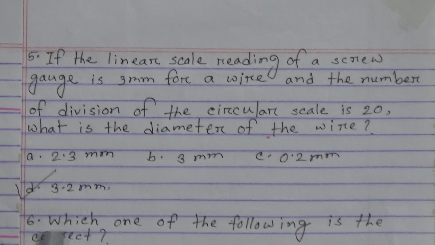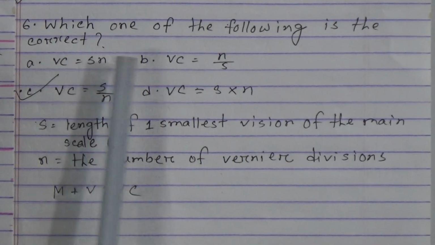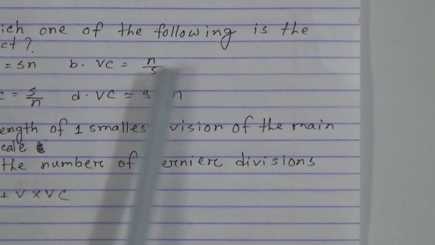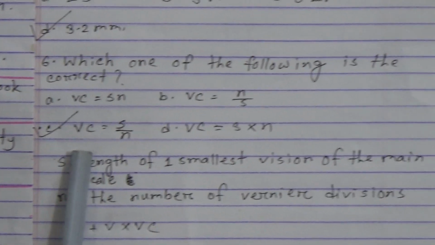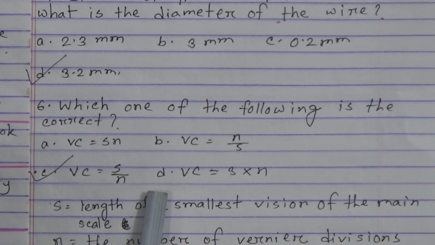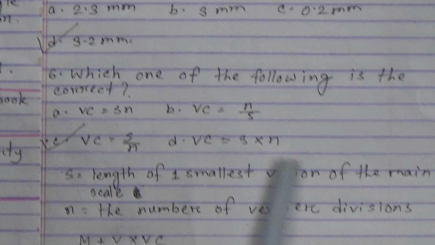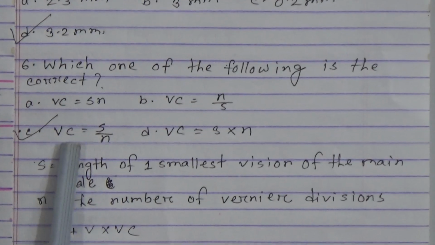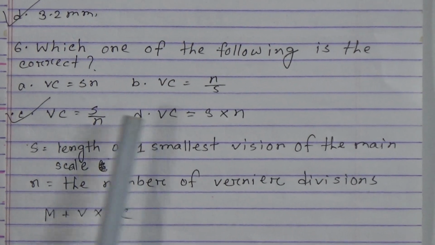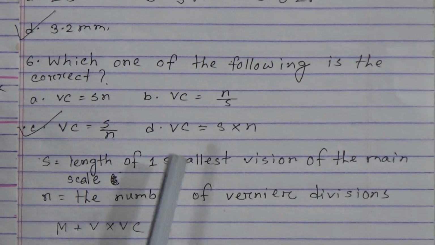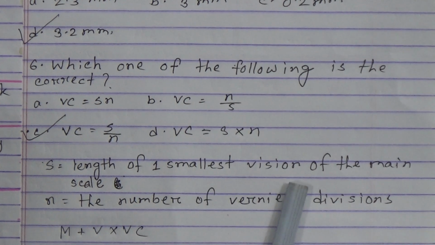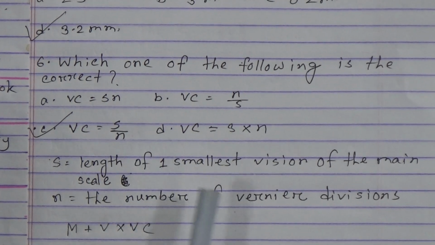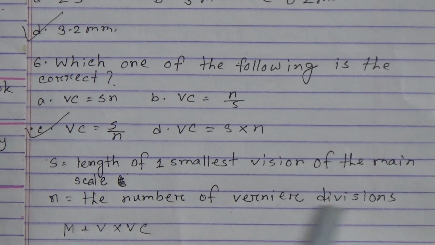And number 6, which one of the following is correct? Option A, VC equal S into N, option B, VC equal N divided by S, option C, VC equal S divided by N, and option D, VC equal S into N. My dear students, this is the correct formula, VC equal S divided by N, and here S is the length of the one smallest division of the main scale, and N is the number of the vernier divisions.